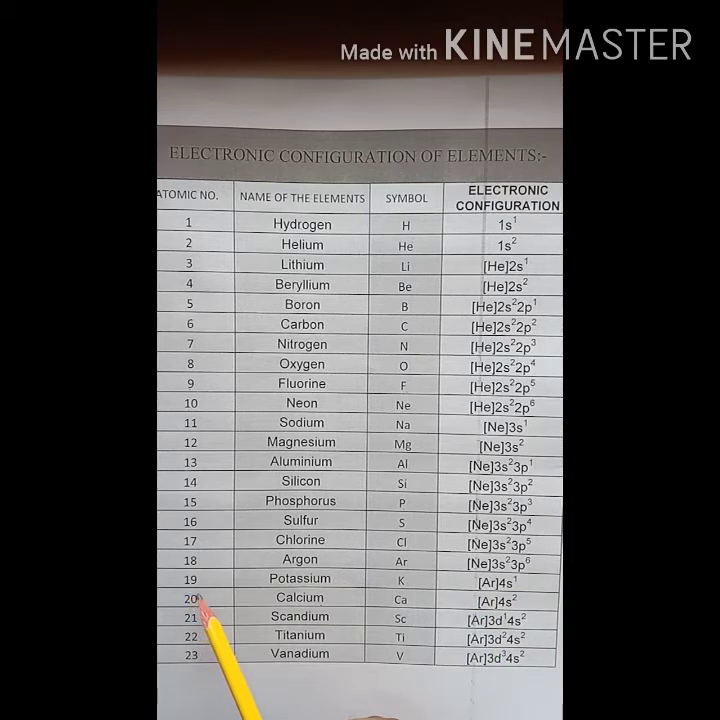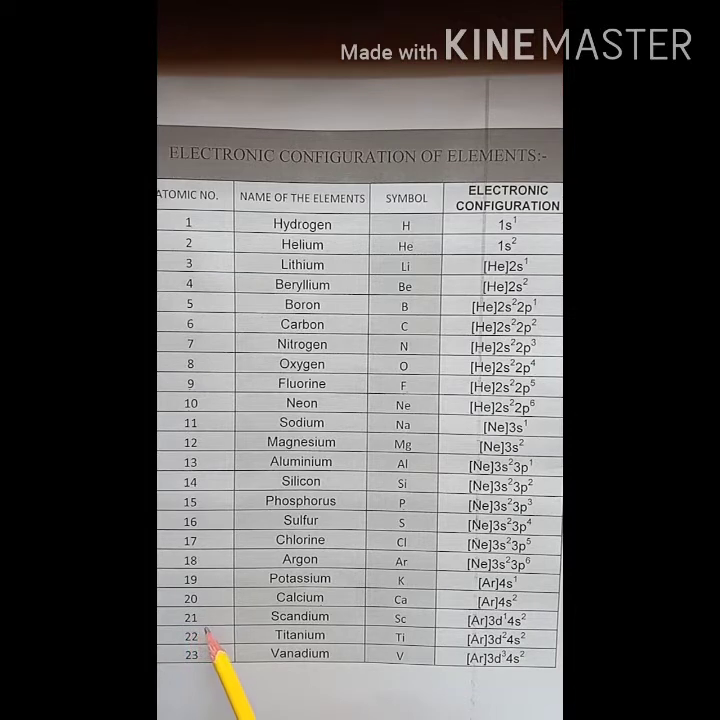The next atomic number is 19. Name of the element is potassium. Symbol is K. Electronic configuration is [Ar] 4s1. The next atomic number is 20. The name of the element is calcium. Symbol is Ca. Electronic configuration is [Ar] 4s2.